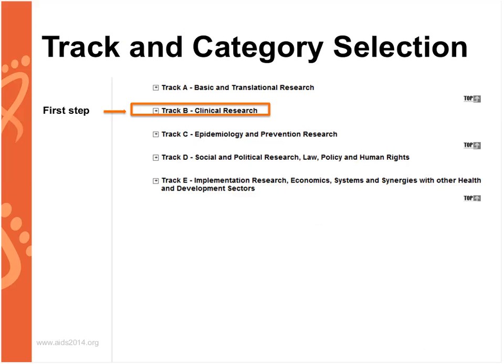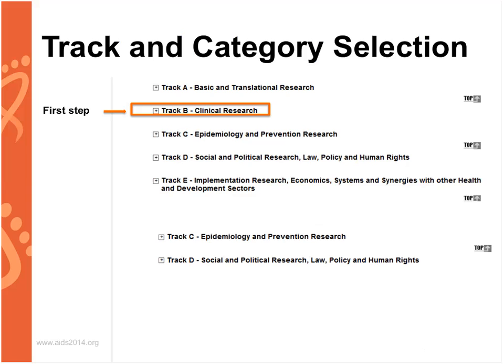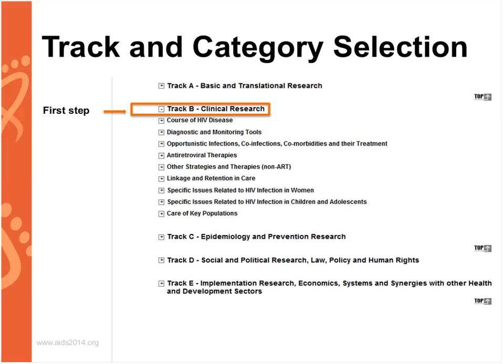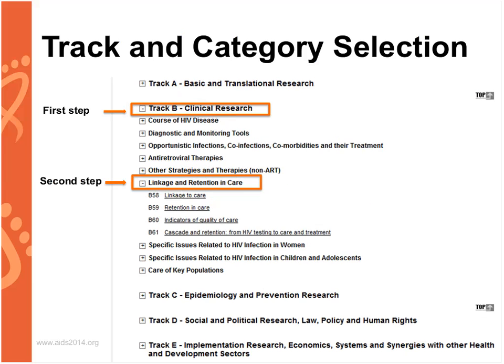For example, let's take track B, clinical research, as an example. And after it, you see the little plus and minus signals. You would see a list of headings under the track B, and your second step would be to choose that one. And we have here linkage and retention in care. And after that, you would see the actual list of categories, the underlined ones, under which you will submit your abstract. And this will be your third step. In this case, retention in care.